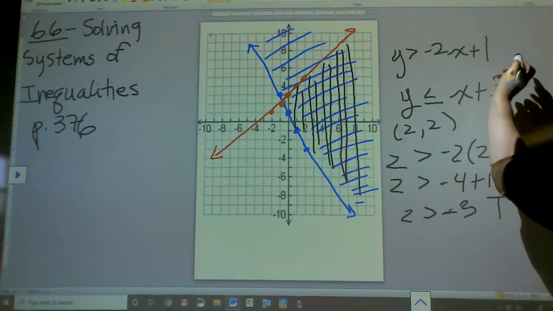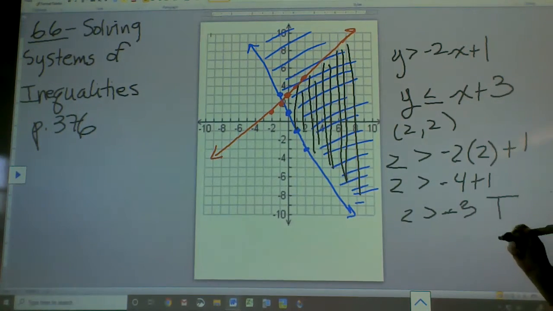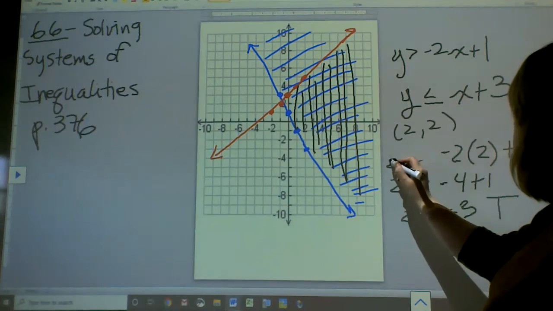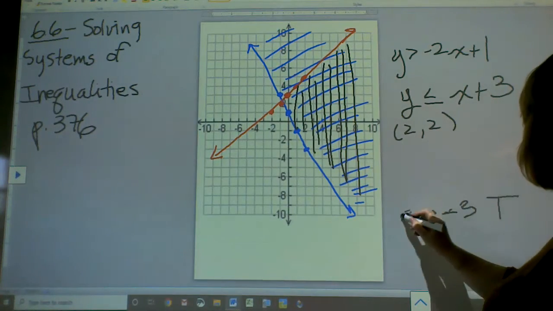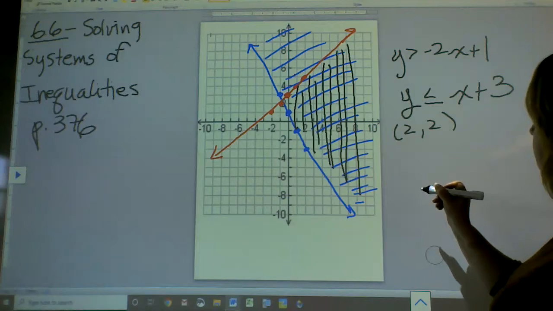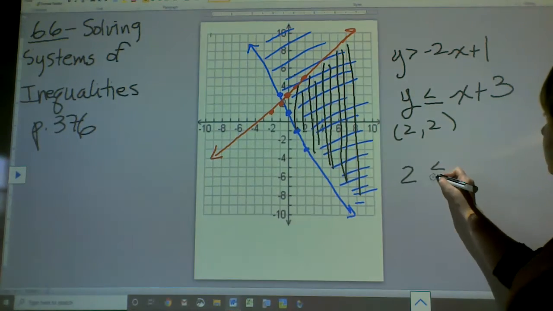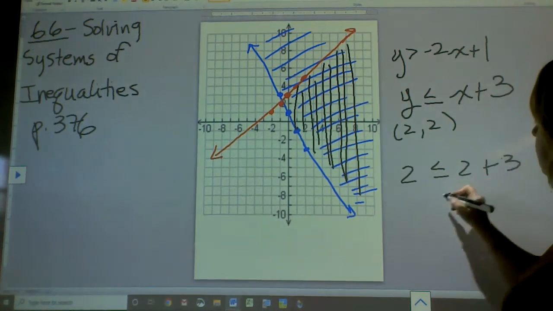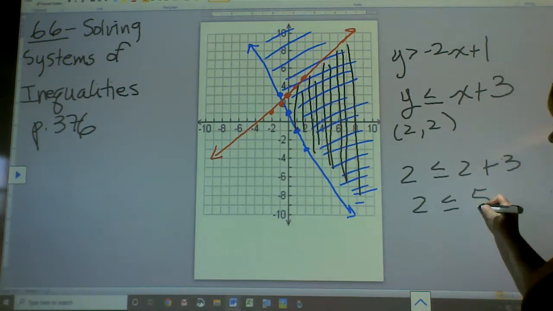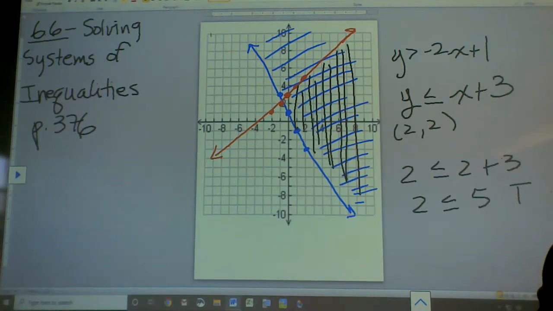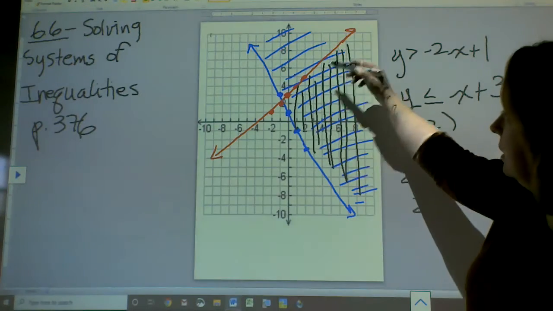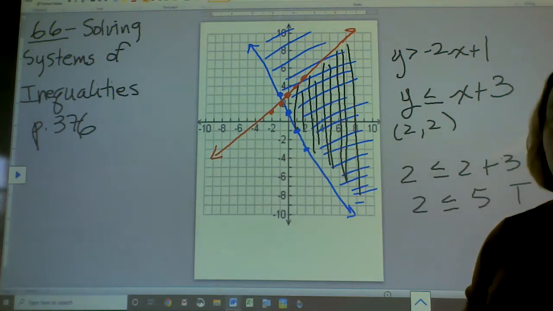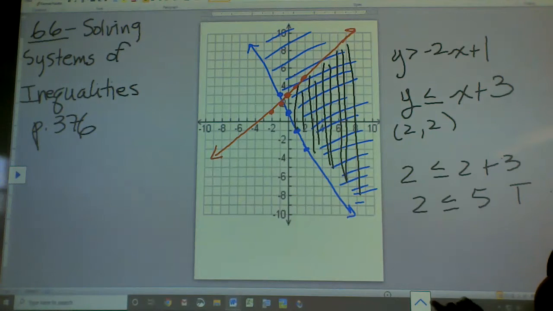So that part is true, and then we always have to check the other one. So let's go ahead and check the second inequality there and see if that's true. It's going to be 2 is less than or equal to 2 plus 3. 2 is less than or equal to 5, and that's true. So it works, and we have the correct region. If it didn't work, we would have to check our drawing and re-graph it and things like that. So, okay, let's try another one here.